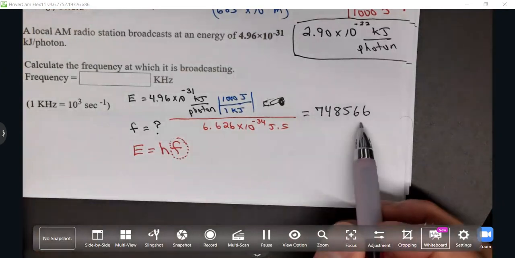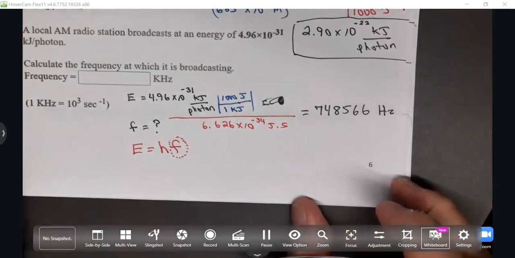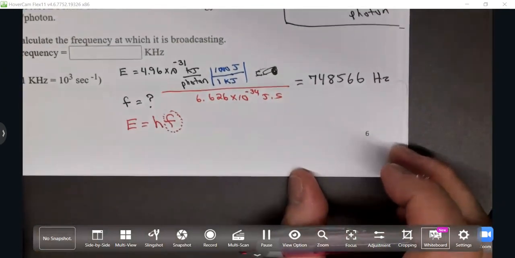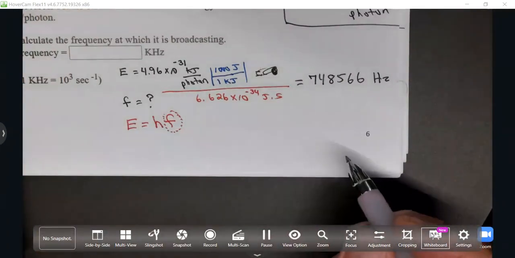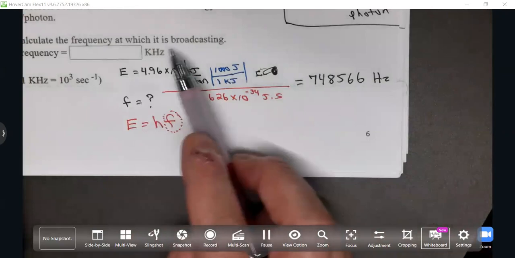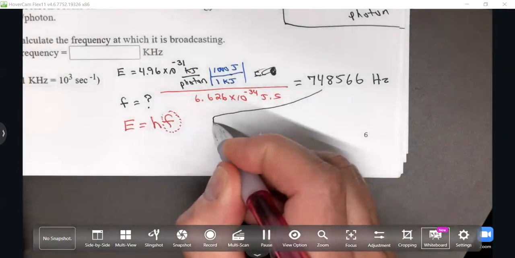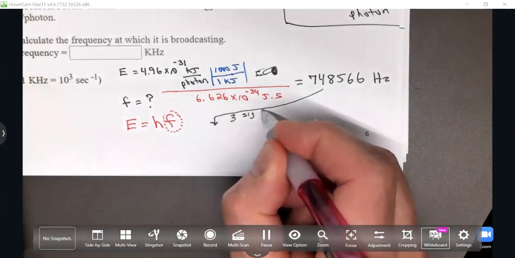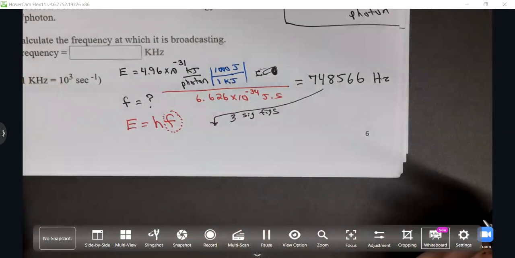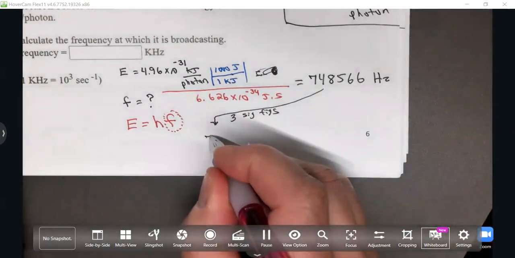Anybody else get this? Okay. So this is in hertz. But we want it in kilohertz. And what do we got for sig figs out of this? We got 3 sig figs, so I'm going to pull this down here. And I'm going to go 3 sig figs, and I'm going to convert.